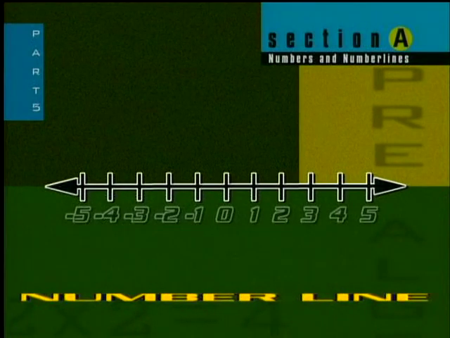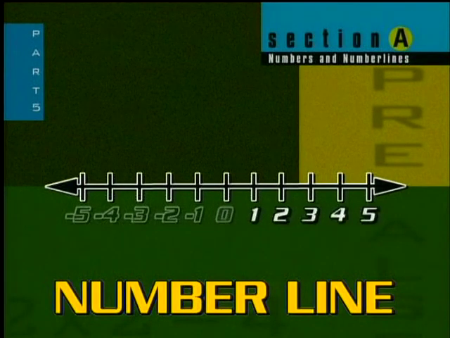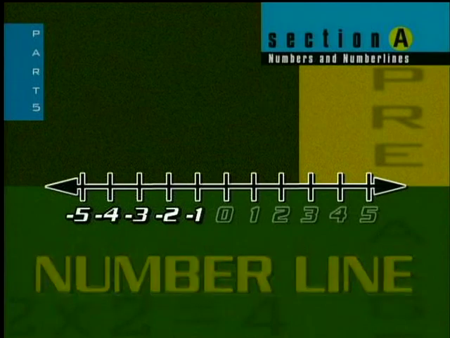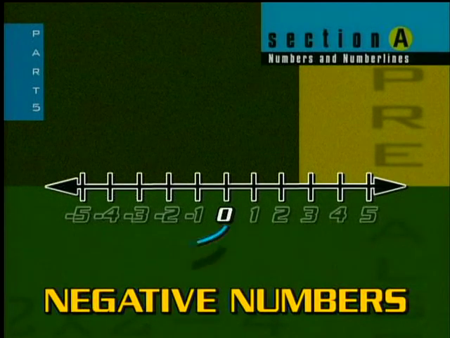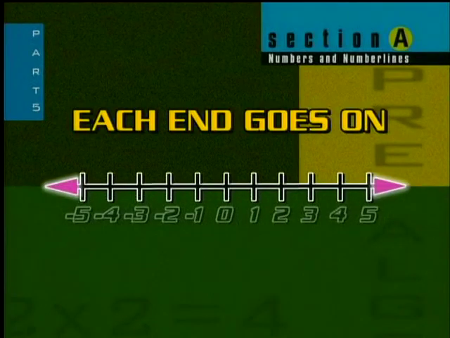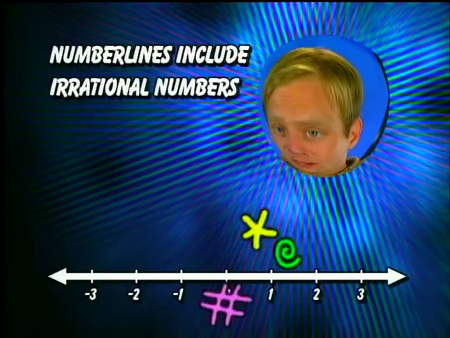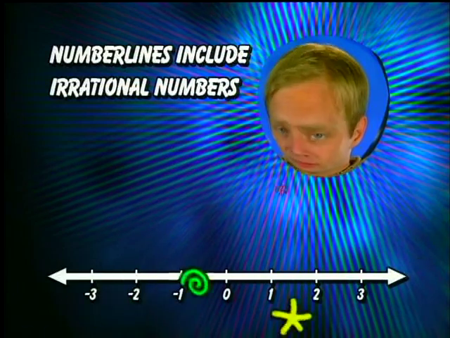Whenever we have a number line, 0 marks the division between the positive and negative numbers. All of the positive numbers are to the right of 0, and all of the negative numbers are to the left of 0. The arrows at the end of the lines mean that each end goes on and on forever. Now here's the freaky thing. Number lines even include irrational numbers.